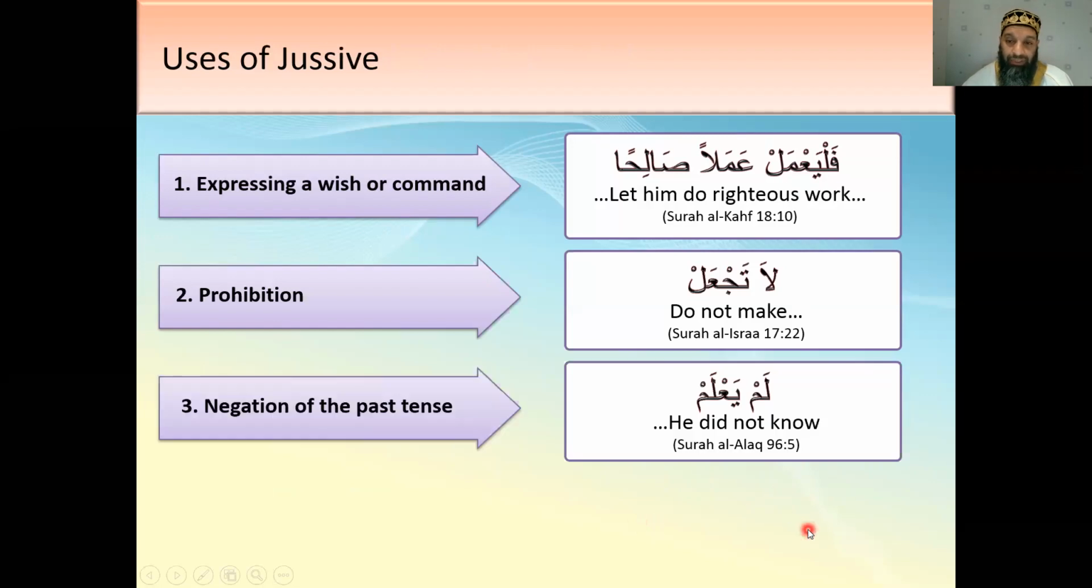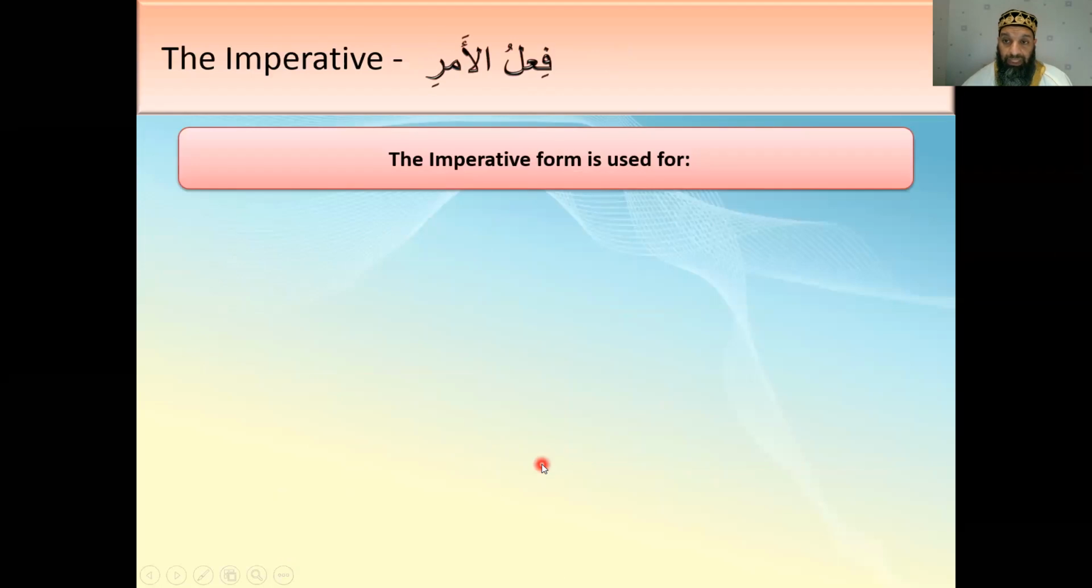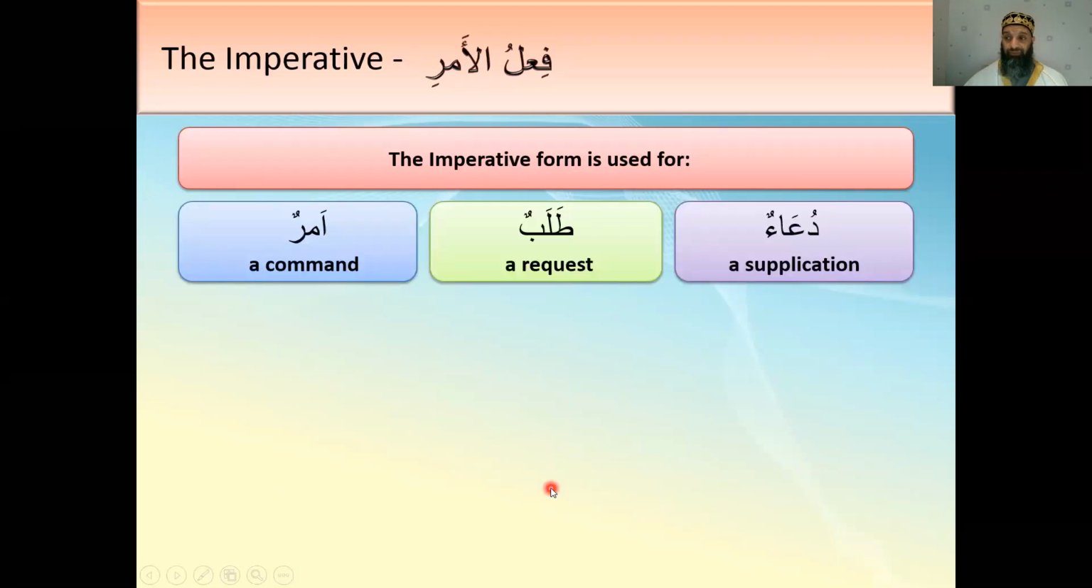Right, right. So these were just examples of where majzum is used. Majzum is used expressing or wishing a command, prohibiting something, negating of the past tense, strengthening of the majzum. Right. The imperative, there's quite a lot going on with present verbs. The imperative is used, so in English it just means command, doesn't it? It's like a type of command, I think it is, right?